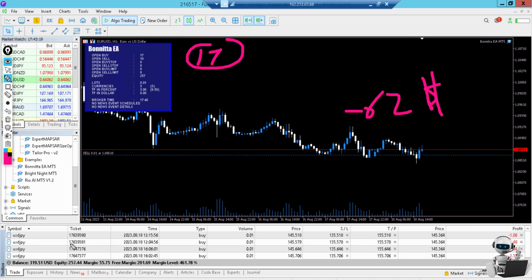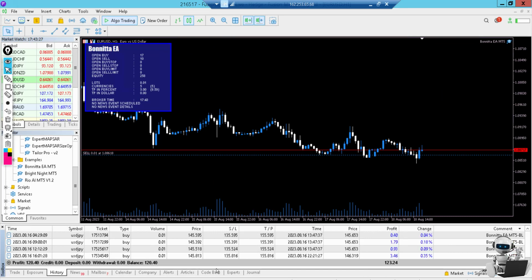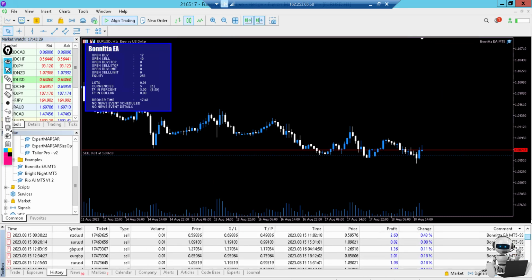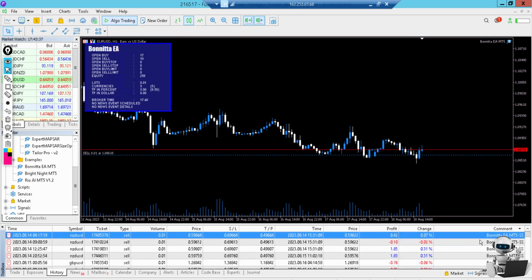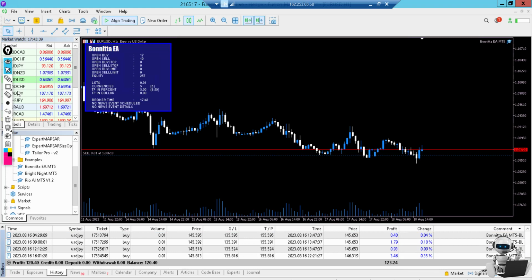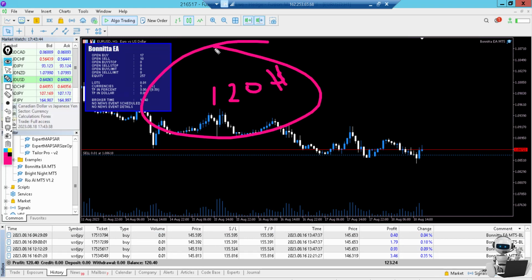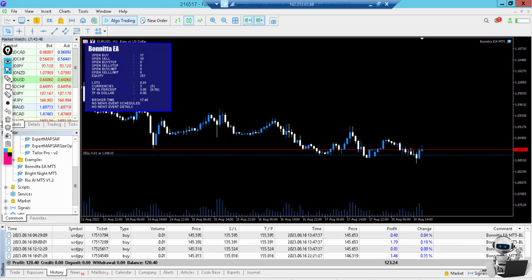Why? Because my balance when I started this account was only $200, and right now, in only 1 week or so, you can see this is all stop loss from Bonita. From this EA, from the 14th until now, it made $120 in profit, which is amazing. What will be my strategy for this account? It made profit already, which is very good.